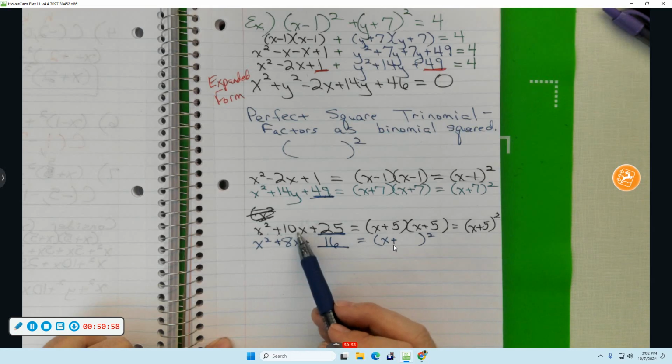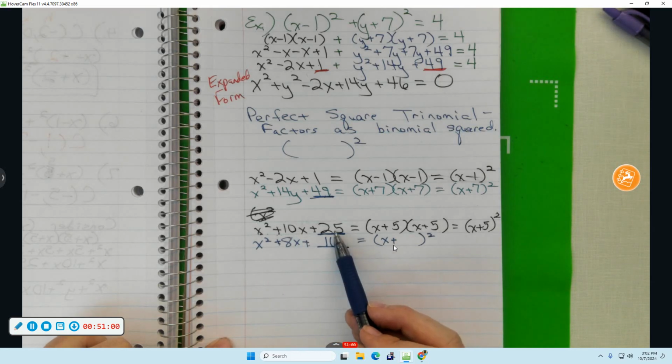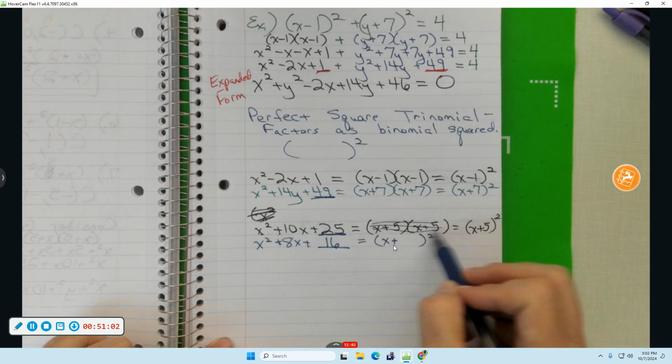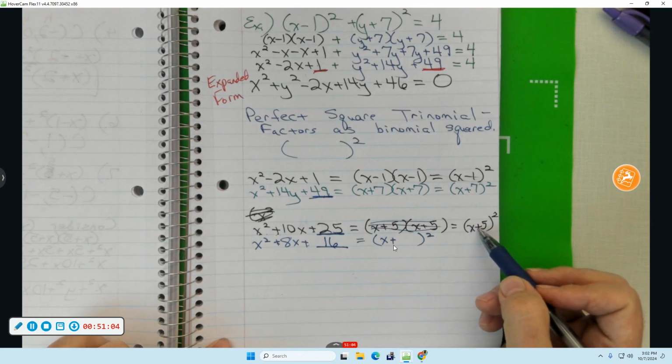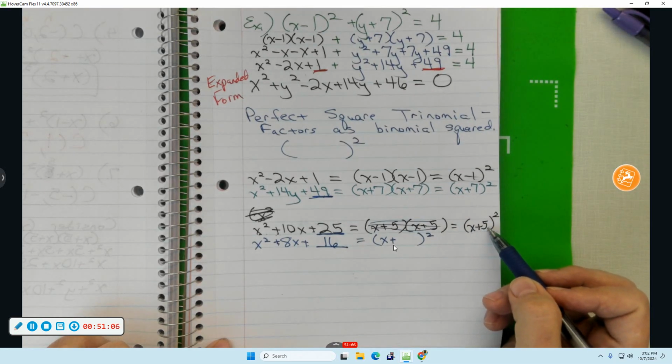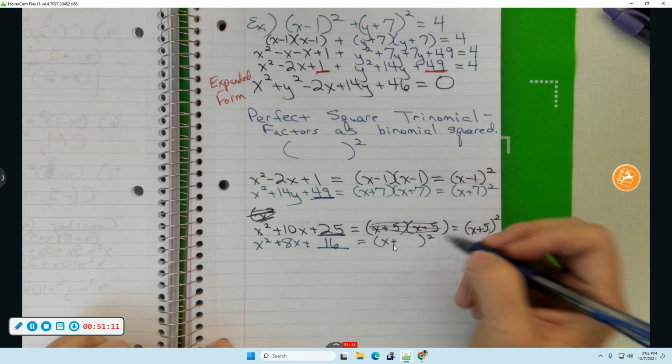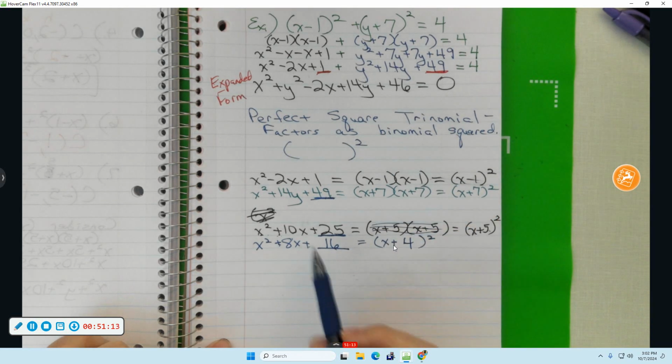Look at x squared plus 10x plus 25. You have an x and a plus. What's that constant inside the binomial? Okay, I agree. It's going to be a 4. It doesn't matter how you look at it.